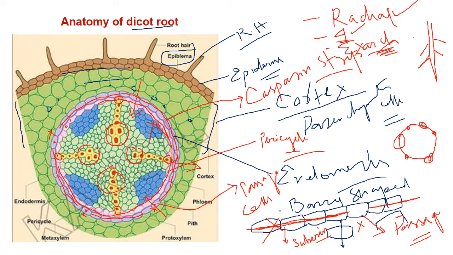Third important point. Now you have, this is phloem, and this is xylem, and between xylem and phloem there are cells. These cells here, parenchymal cells here, are known as conjunctive tissue.